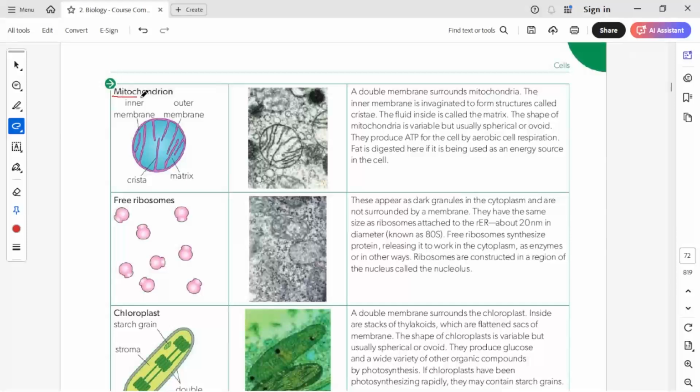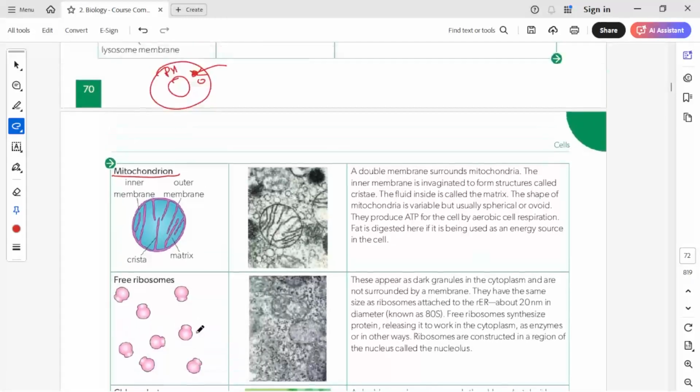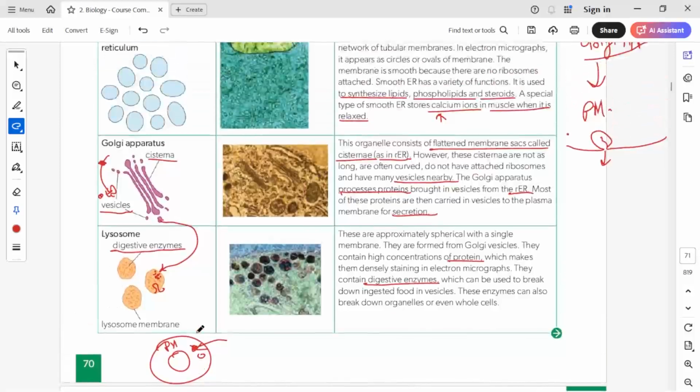Now the next organelle is mitochondria. It has an inner and outer membrane. So this is another organelle which is double membraned. Earlier we studied which other organelles were double membrane. The plasma membrane is double membraned, then the nuclear membrane is double, the mitochondrial membrane is double, and also the chloroplast membrane is double. Other organelles have a single membrane structure.